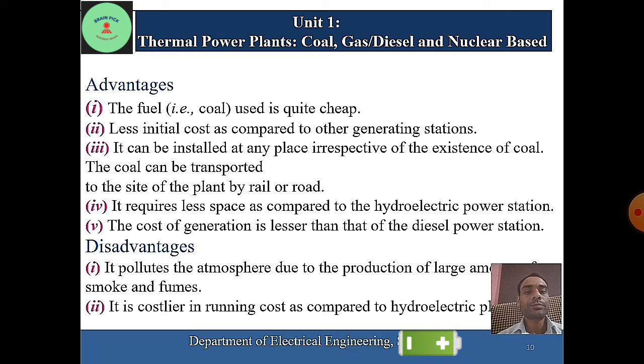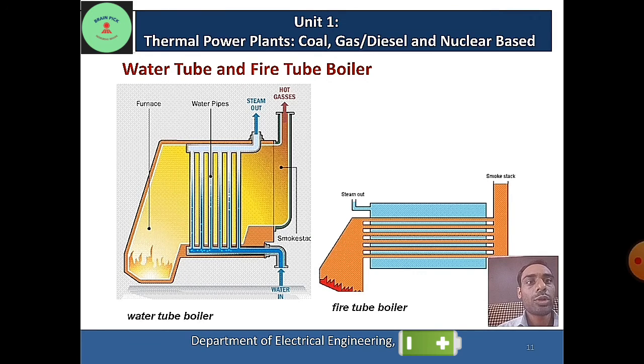Number 2, it is costlier in running cost as compared to hydroelectric power plants, and that is the maintenance cost is very high as compared to hydro. Now, water tube and fire tube boiler. So water tube boiler is the boiler in which water flows inside the tubes and the heat energy surrounds the water tubes. And in fire tube, fire flows inside the tubes and water surrounds the tubes. So this is the main difference between the fire tube and water tube boiler.